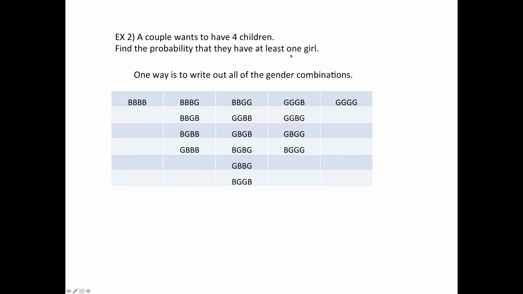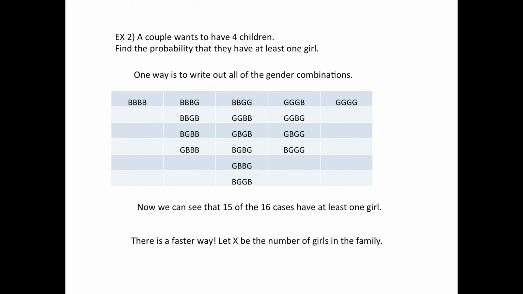Then the question is asking, what's the chances they have at least 1 girl? Well, all of these are the cases where they have at least 1 girl. So that's 15 out of the 16 cases. So the answer is 15 out of 16. 15 divided by 16. But we need a faster way than that. I mean, I can crank these tables out pretty fast because I've been doing this for 20 years. But if you haven't, it may take a while to make sure you get all the different gender combinations, and then you've got to count, etc.